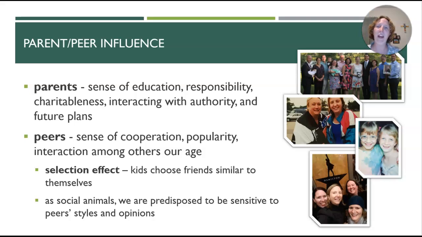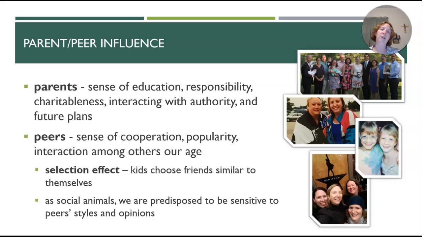We also know that parents and our peers greatly influence us. We can be specific in certain categories. We know that parents influence our sense of education, responsibility, charitableness, interacting with authority, and our future plans. Our peers have a strong influence on our sense of cooperation, popularity, and how we interact among others our age.